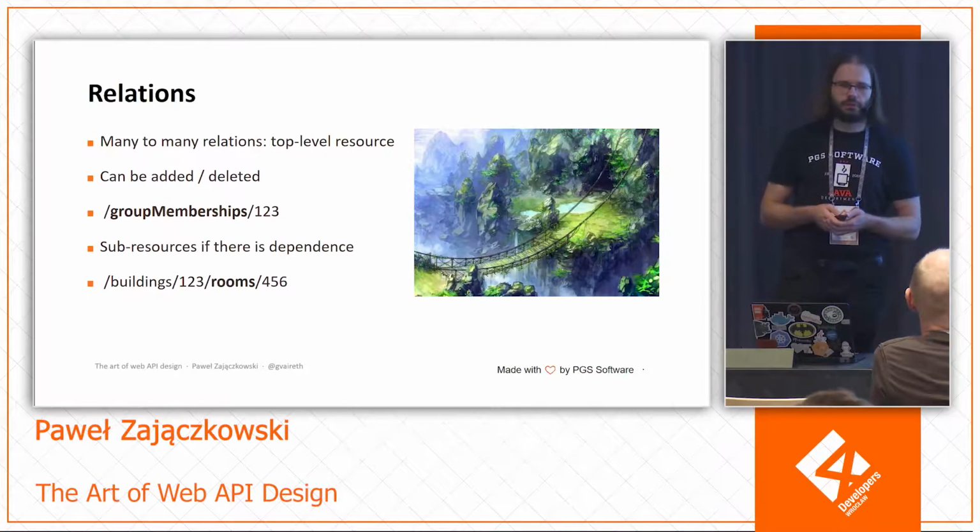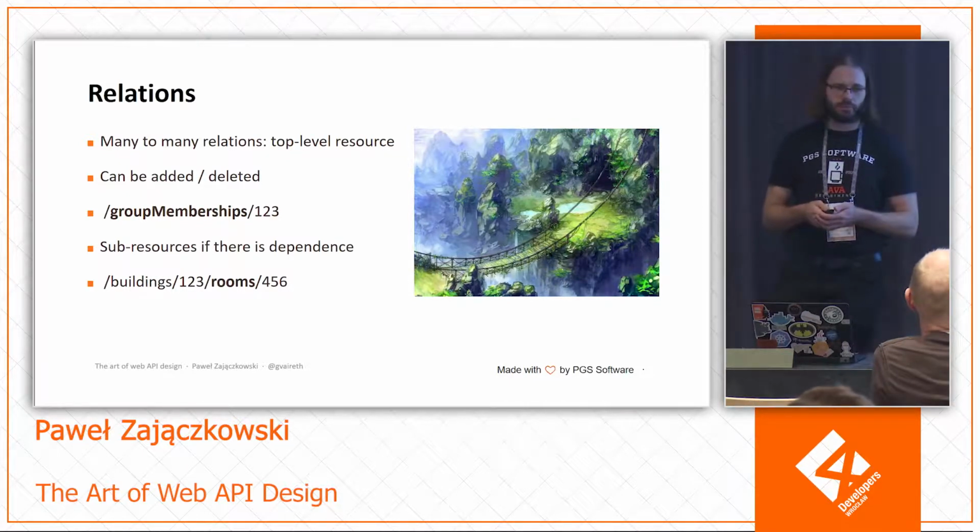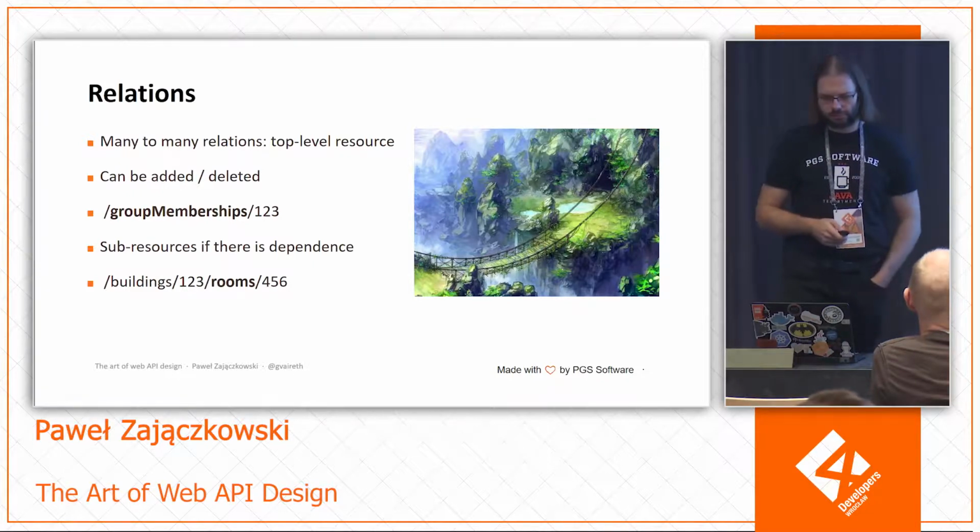On the other hand, if you have resources that cannot exist without other resources, let's say a room in a building. If the building collapses, then the room is probably in trouble too. So in that case, we can go with this schema where we have the big resource, then /ID, and then the smaller resource beneath that.